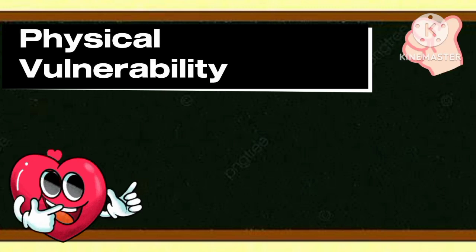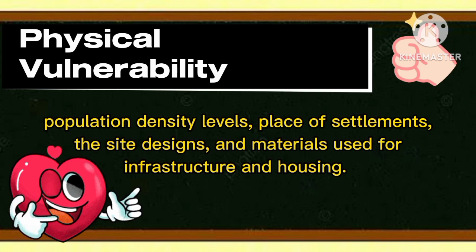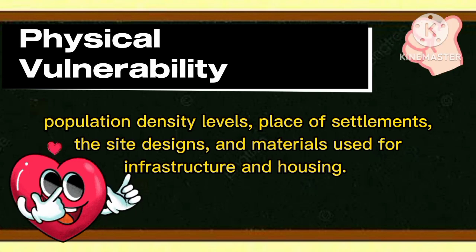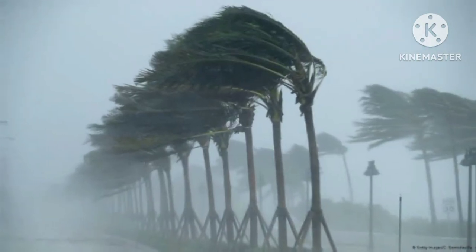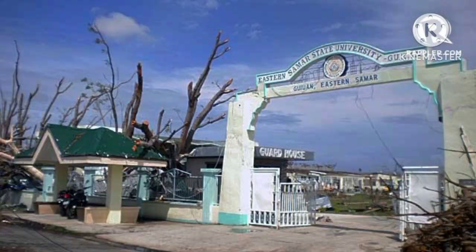First, physical vulnerability. Physical vulnerability includes population density levels, place of a settlement, the site design, and materials used for infrastructure and housing. When hazards occur, normally physical elements are severely damaged.